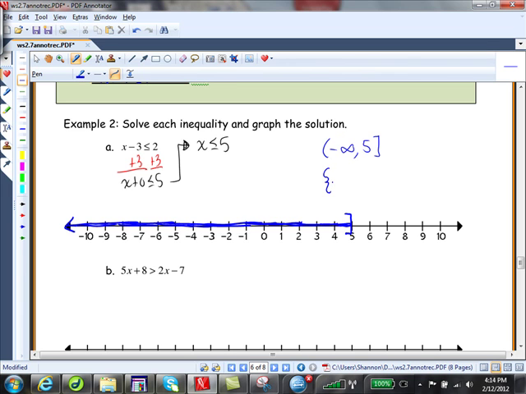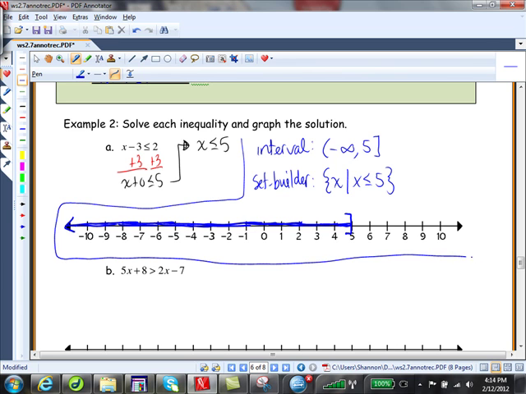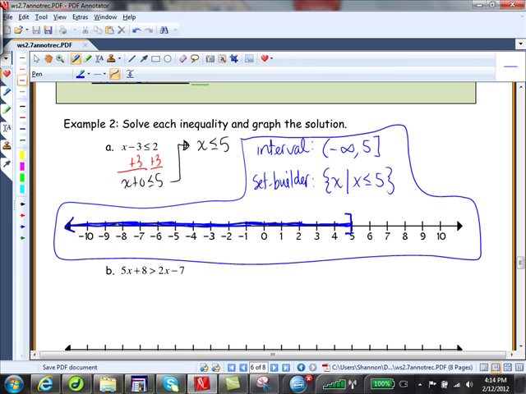And then set builder notation, this was interval, set builder. Our variable is x such that x is less than or equal to 5. Believe it or not, all of this is what you would put your box around. Okay.